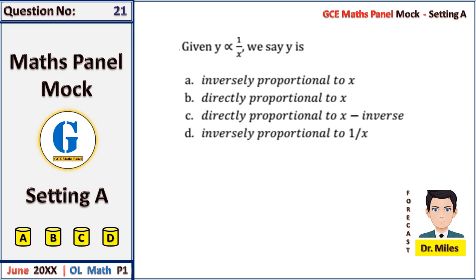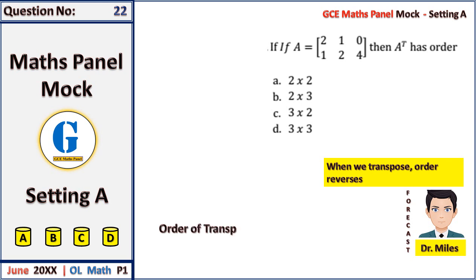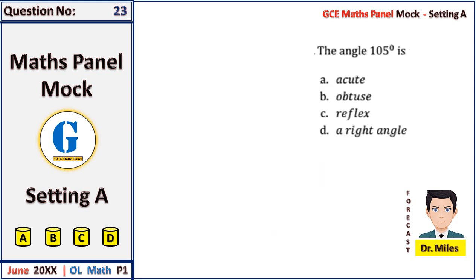Given that expression, it is read as y is directly proportional to 1 on x. So the only correct answer here is A. Question 22. If A is that matrix, then A transpose has order. When we transpose, the order reverses. Normally, this matrix has order 2 rows by 3 columns. So the transpose will have an order of, instead of 2 by 3, it's going to have 3 by 2.